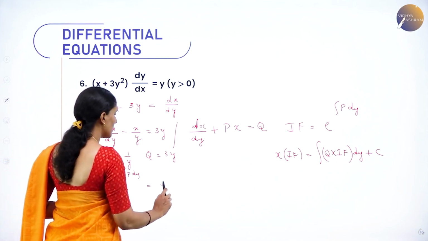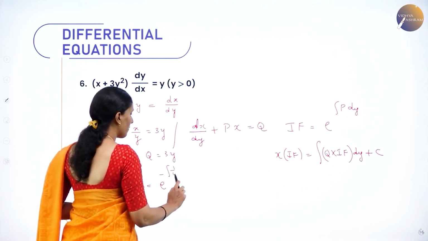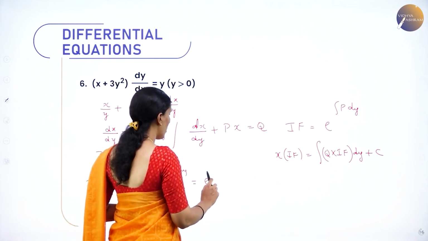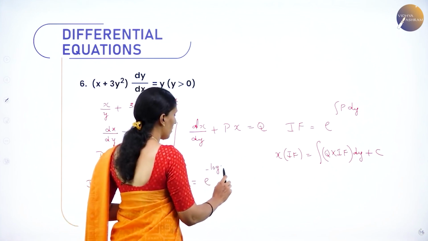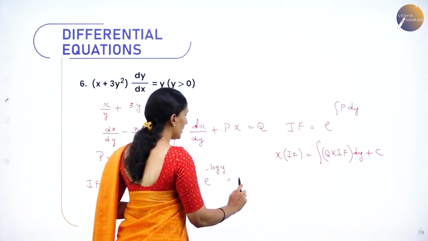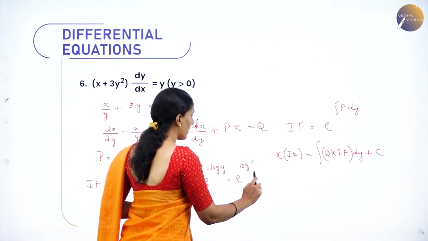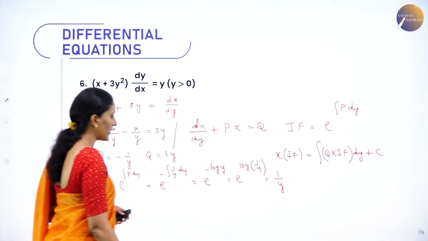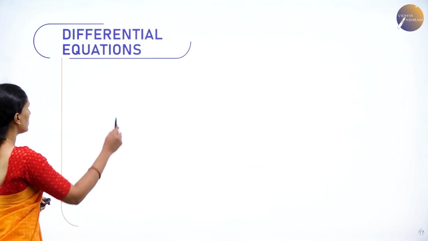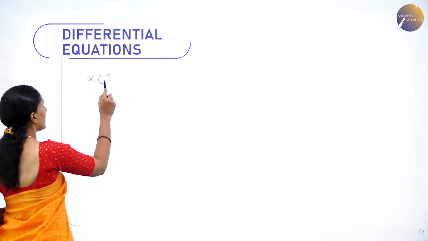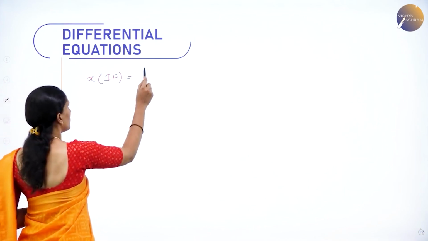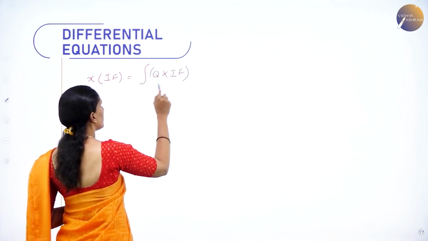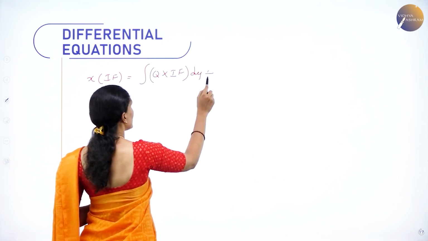I can write it as e to the power integral of minus 1 by y dy, which is e to the power minus log y. And e to the power minus log y is e to the power log of 1 by y. So I will get 1 by y as the integral factor. Now let me apply the solution. X into integral factor is equal to integral of q into integral factor with respect to dy plus c.